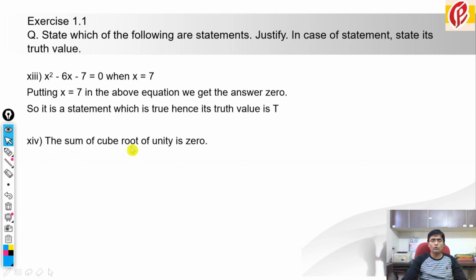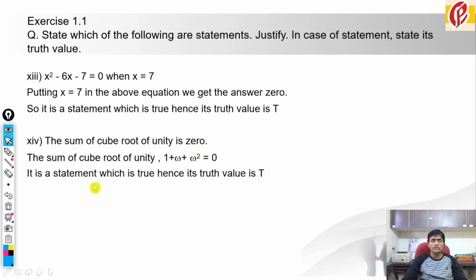14. The sum of cube roots of unity is 0. Now you learned in the previous standard the cube roots of unity, that is 1, omega, omega square, and their sum is 0. So this is a statement and it is true. Hence its truth value is T.